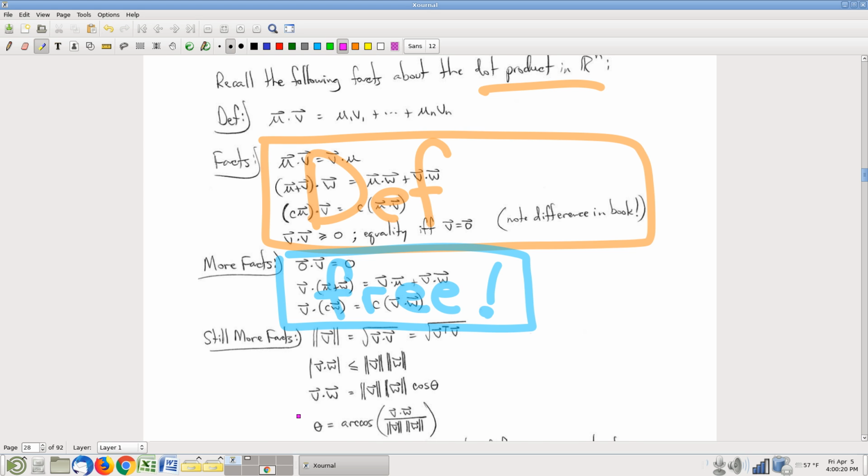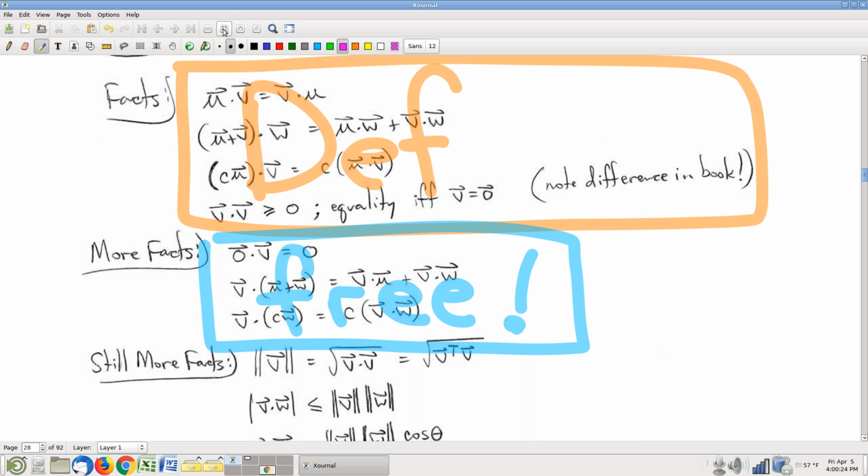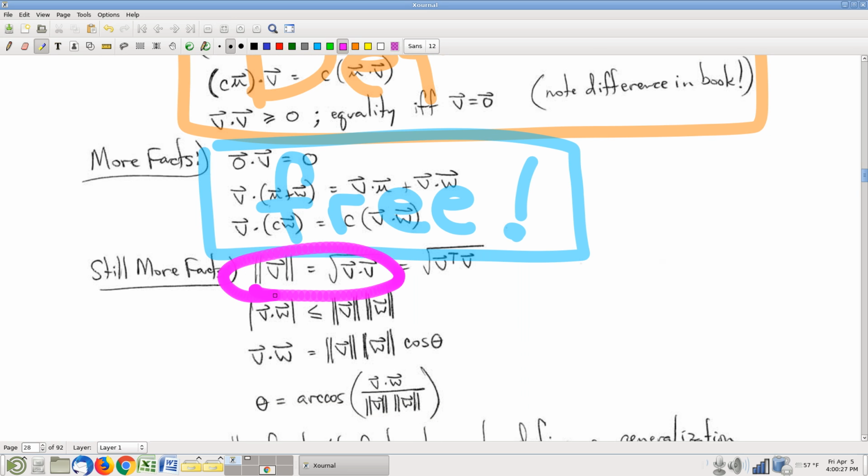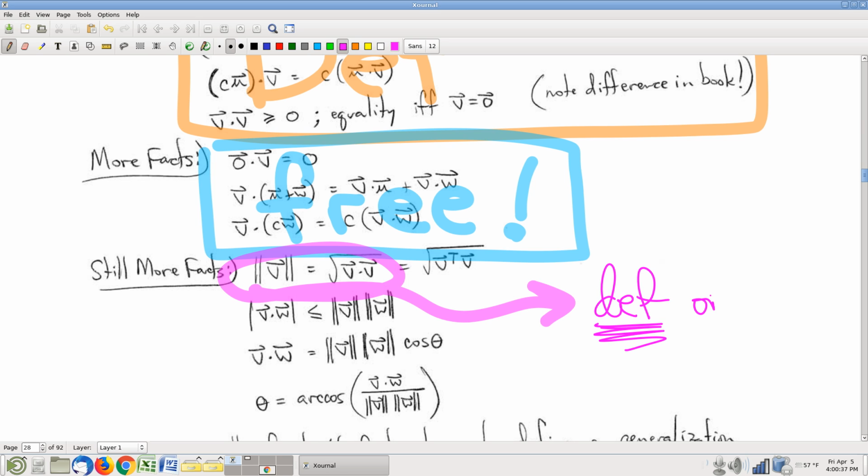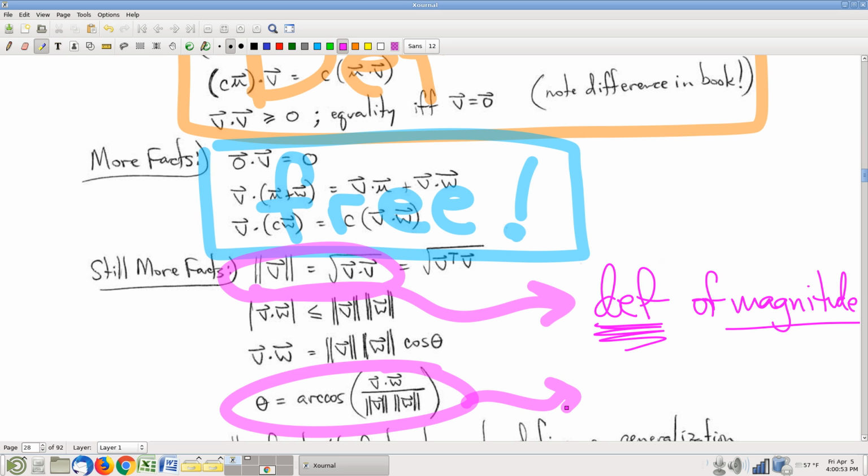Because of exactly what we just talked about, I can take this formula here as the definition of a new concept. I can make that the definition of magnitude, a new concept of magnitude in an inner product space. And likewise, I can take this formula here and make that the definition of a new notion of angle in an inner product space.